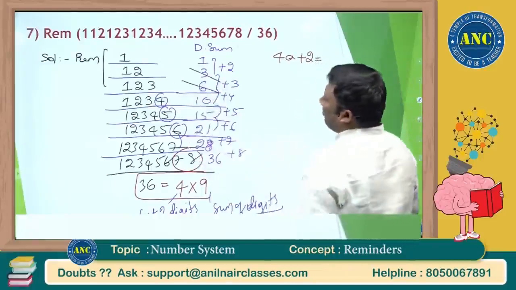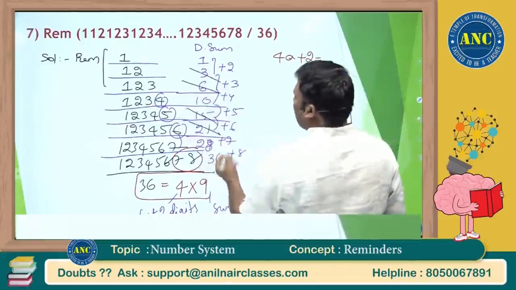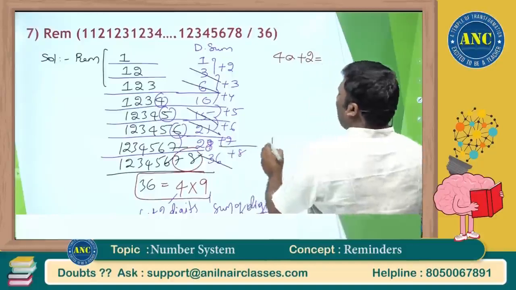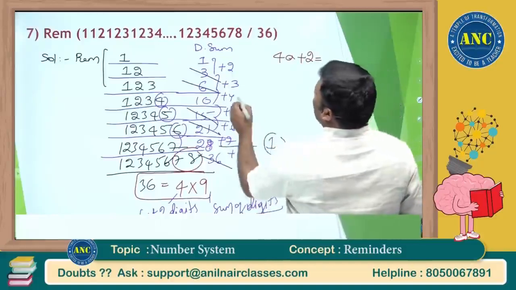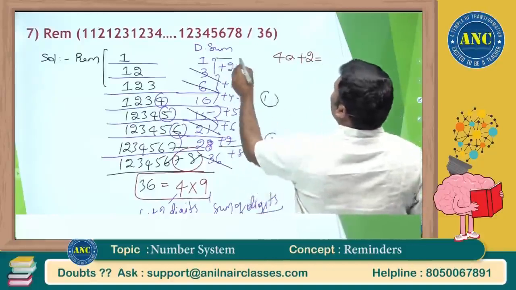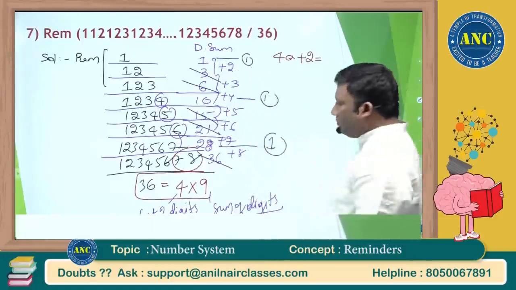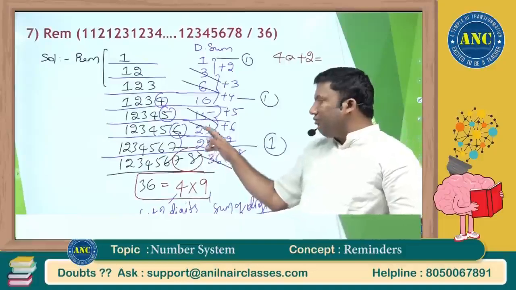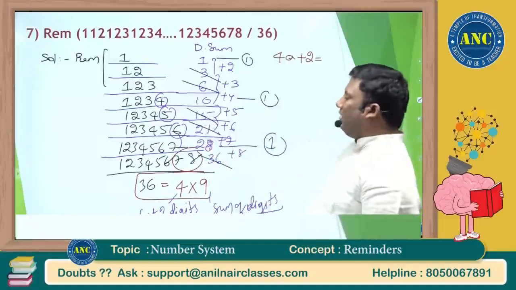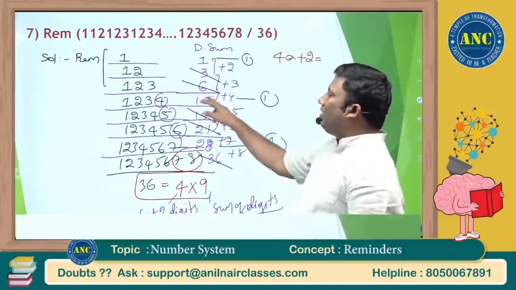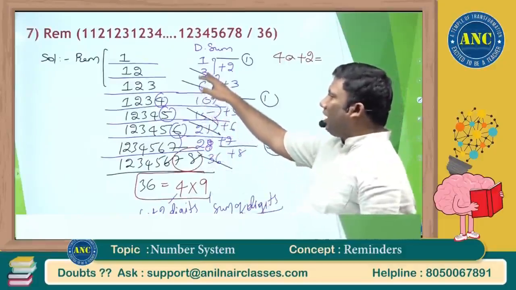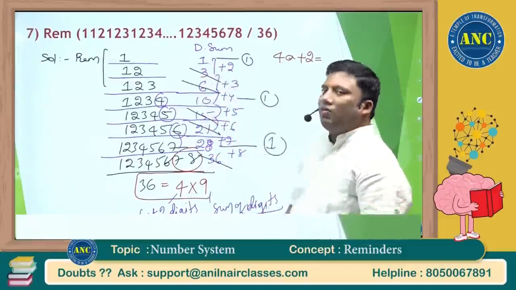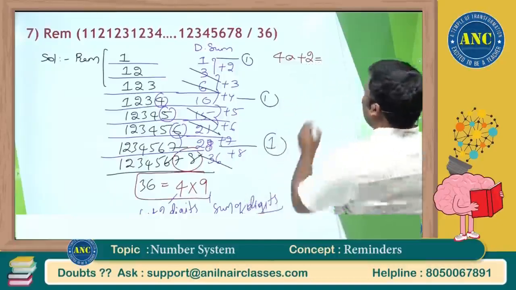This cancels. Sum of the digits 9. Cancel. 28 digital sum is 1. 10 digital sum is 1. Here also it is 1. Even if you add it, 36 plus 28, 64. 64 plus 21, 85. 100, 110, 116, 119, 120. 120 digital sum is 3.